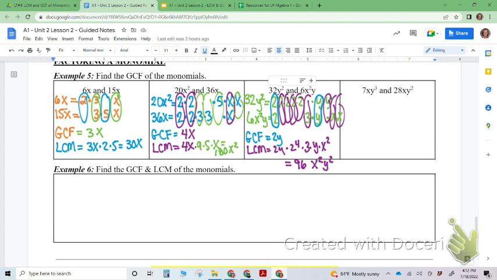So there were 4 extra 2's, so 2 to the 4th. There was an extra 3, an extra y, and 2 extra x's, so x squared. Put all that together, multiply that out. That gives me an LCM of 96 x squared y squared.